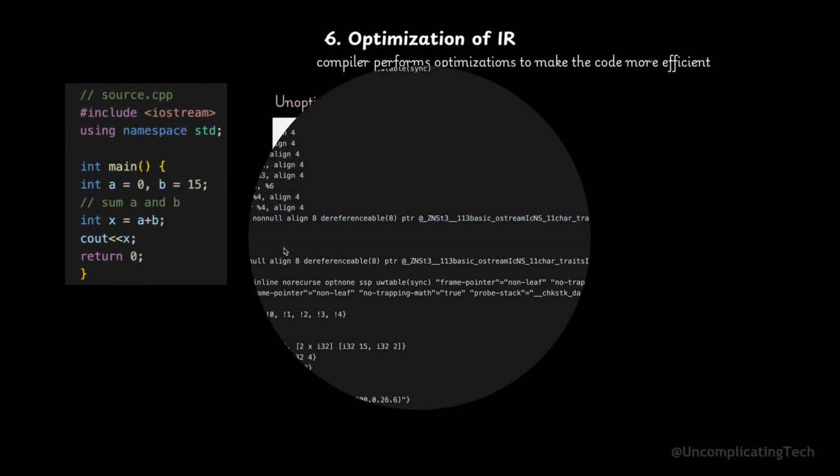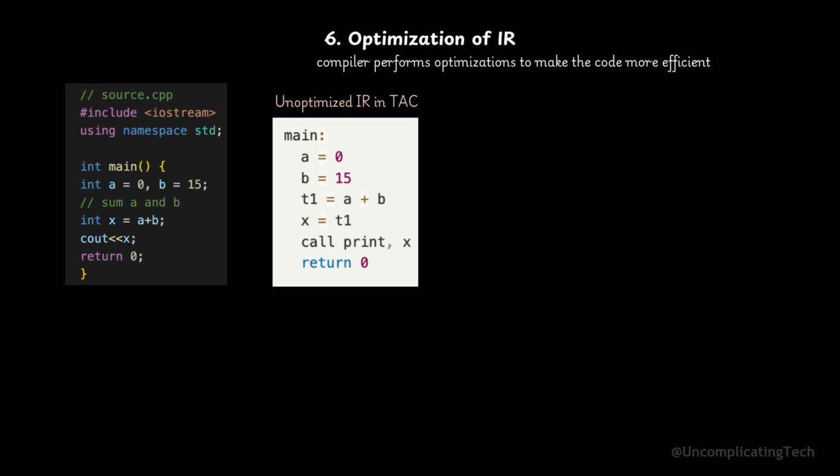Once the IR is generated, the compiler performs optimizations to make the code more efficient. These optimizations can improve execution speed, reduce memory usage, or minimize the size of the generated machine code. Optimization happens at the IR level to ensure platform independence.